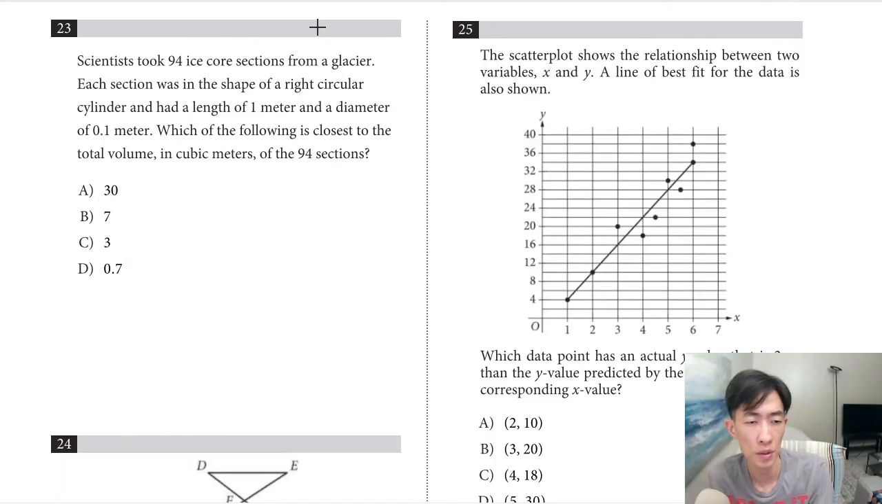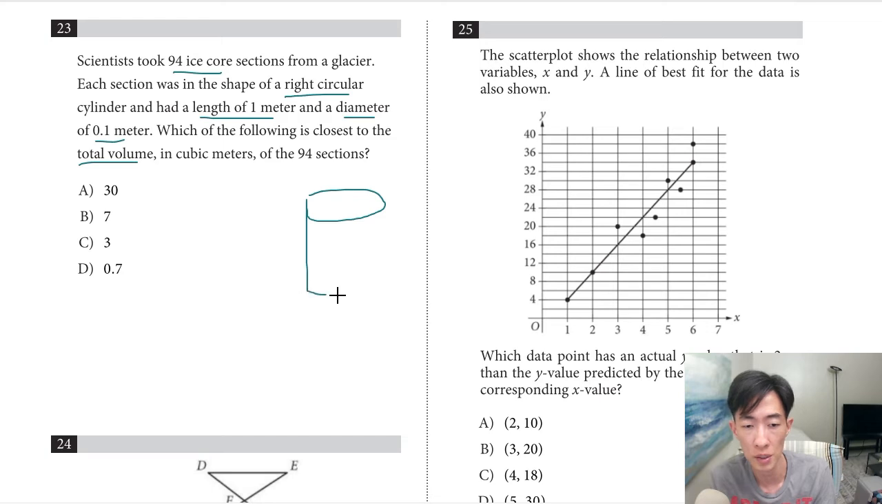Question 23: scientists took 94 ice core sections from a glacier. Each section was in the shape of a right circular cylinder, had a length of 1 meter and a diameter of 0.1 meters. Which of the following is the closest to the total volume of the 94 sections? So you can draw a quick diagram of a cylinder, and it's going to be a right cylinder. So it kind of looks like that, and the diameter from here to here is 0.1.